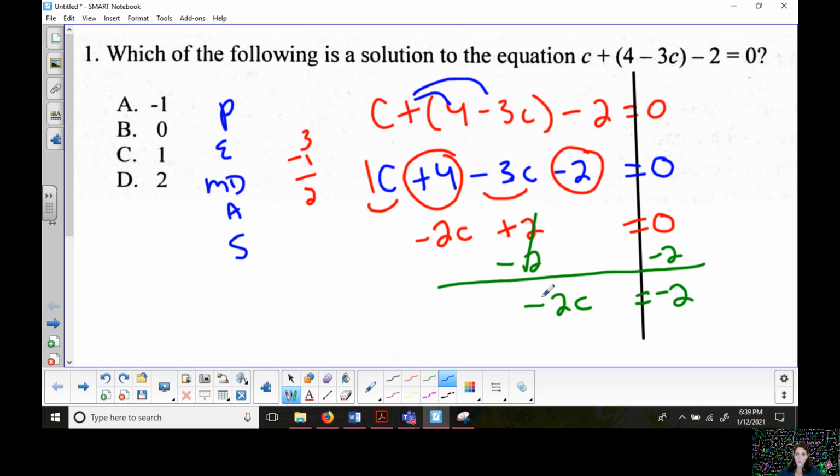Now here we have negative 2 times C, and the opposite of multiplication is division. So to get C by itself, we're going to divide by negative 2. And what we do to one side, we do to the other. We are left with C is equal to, now here, we're dividing negative 2 by negative 2, which is positive 1. And that is our answer.